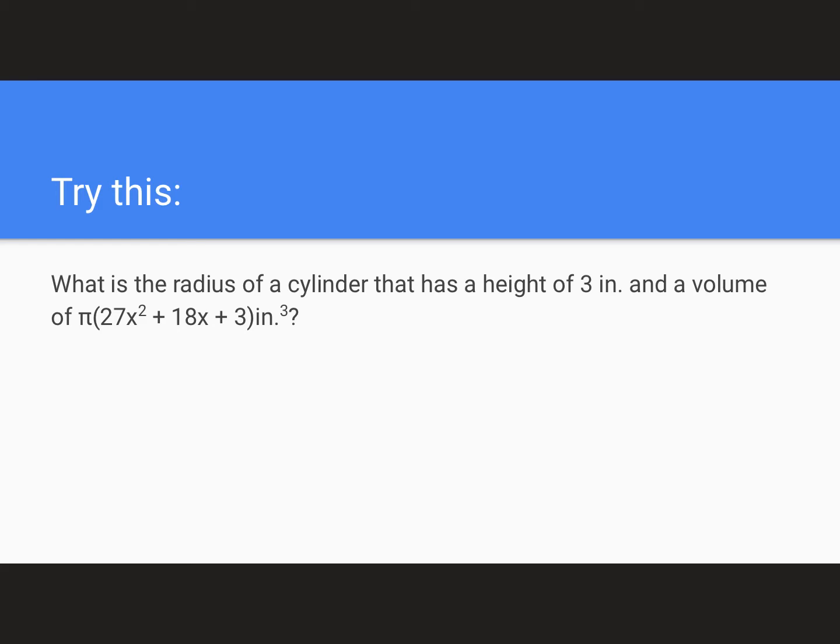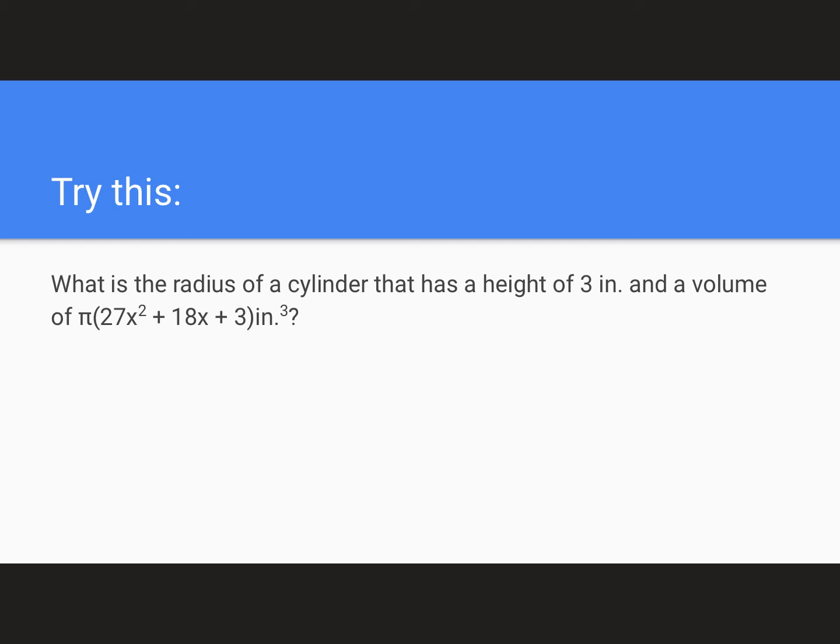And this time I want you to pause after I go through this. What is the radius of a cylinder that has a height of 3 inches and a volume of pi times (27x squared plus 18x plus 3) inches cubed? Pause this for a minute and see if you can find the answer. Hopefully you paused it, if you didn't, do it now.